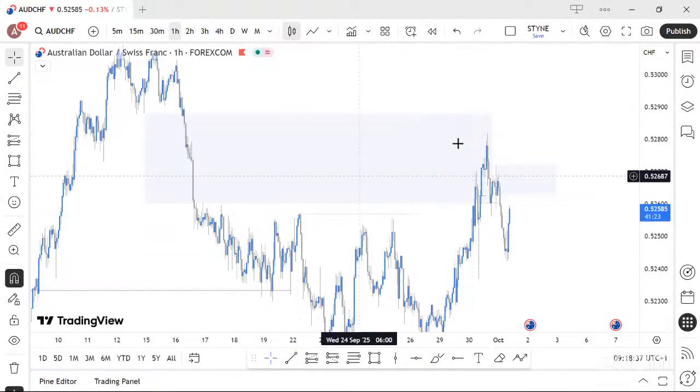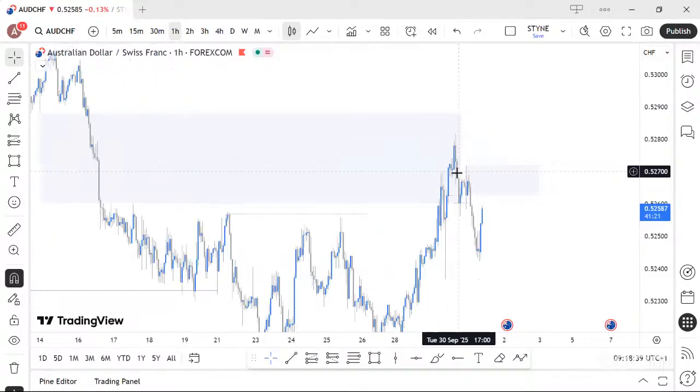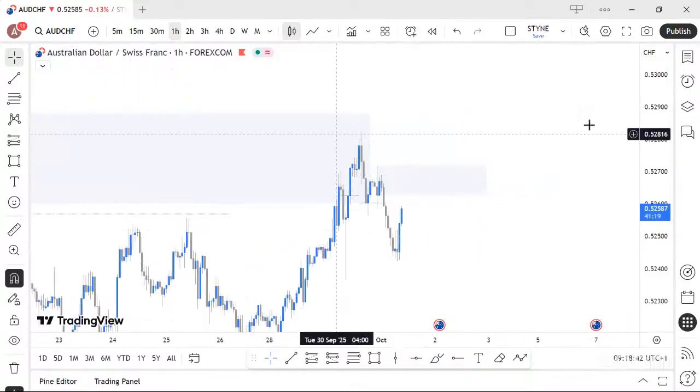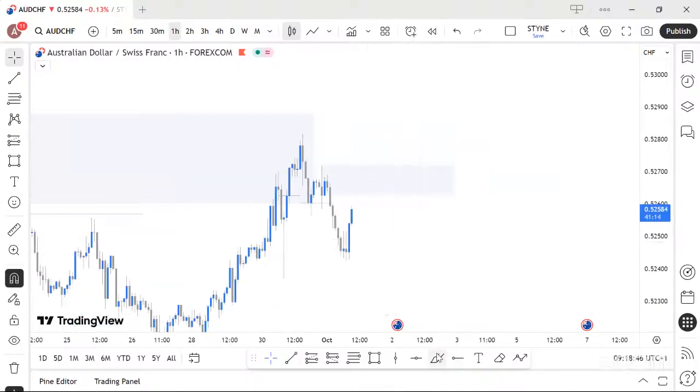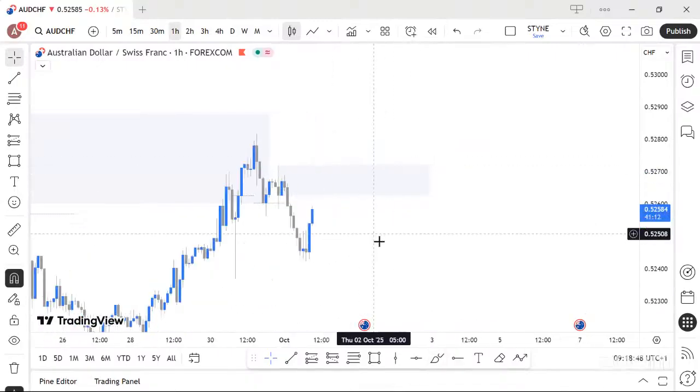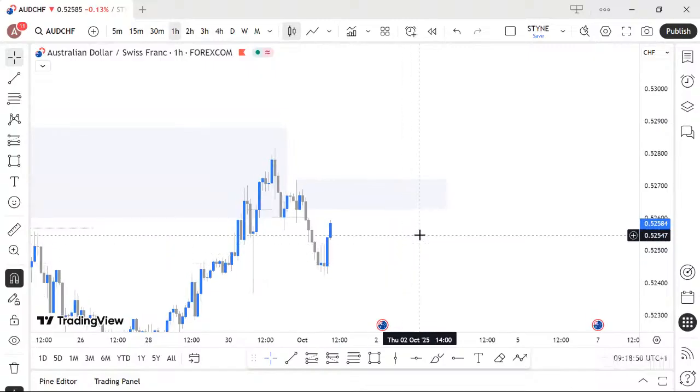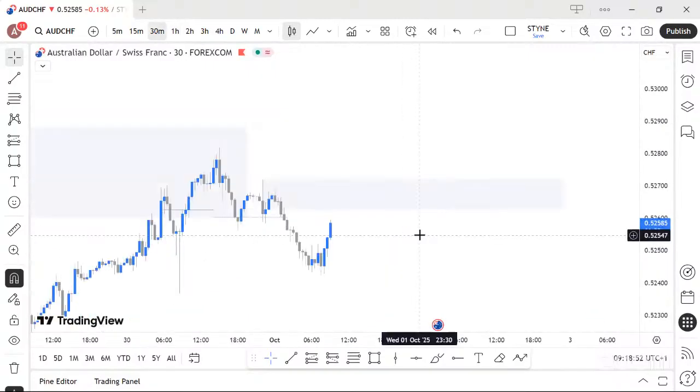This area of interest, this was an area of interest for us. What is the price doing now? The price has run to the downside. So what we're expecting is for price to simply reverse, touch these areas, and then drop. That's what I'm expecting for AUD CHF.